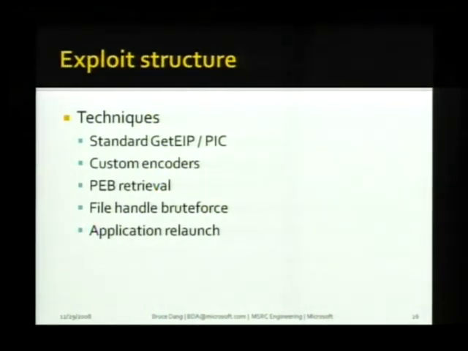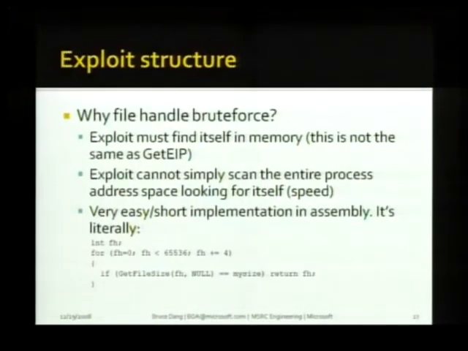File handle brute force, I'll explain next. Application relaunch is what happens when they call exit process on the exploited process, and then they call winexec to reopen it, and that's what you saw when I double-clicked on it. You saw it pop up, then exit, and then reopen again. That's the application relaunch. Sometimes it crashes but still works, but nowadays the attackers are pretty smart, so it doesn't crash anymore.